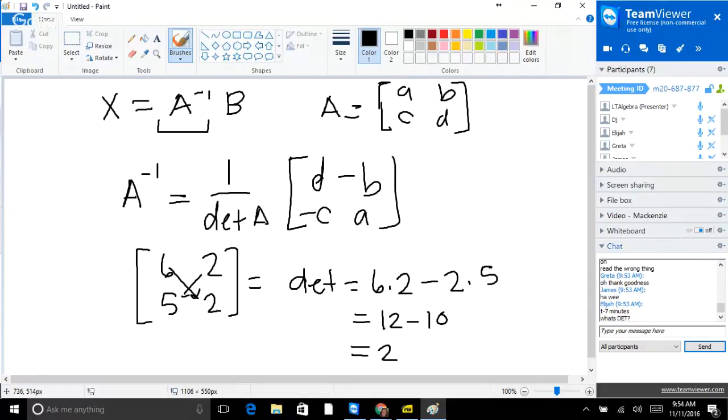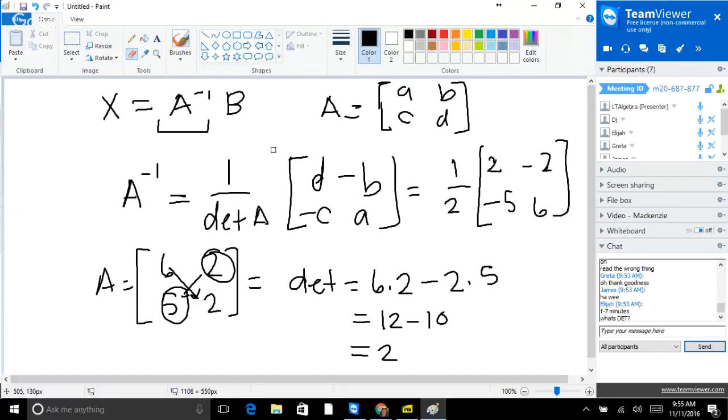Okay, so then to find the inverse of matrix A, which we're calling this one A, we're going to do 1 over the determinant, which is 2, and then we switch some things around. We switch the position of 6 and 2, so it becomes 2 and 6. And we make these two negative. So this becomes -2, -5.